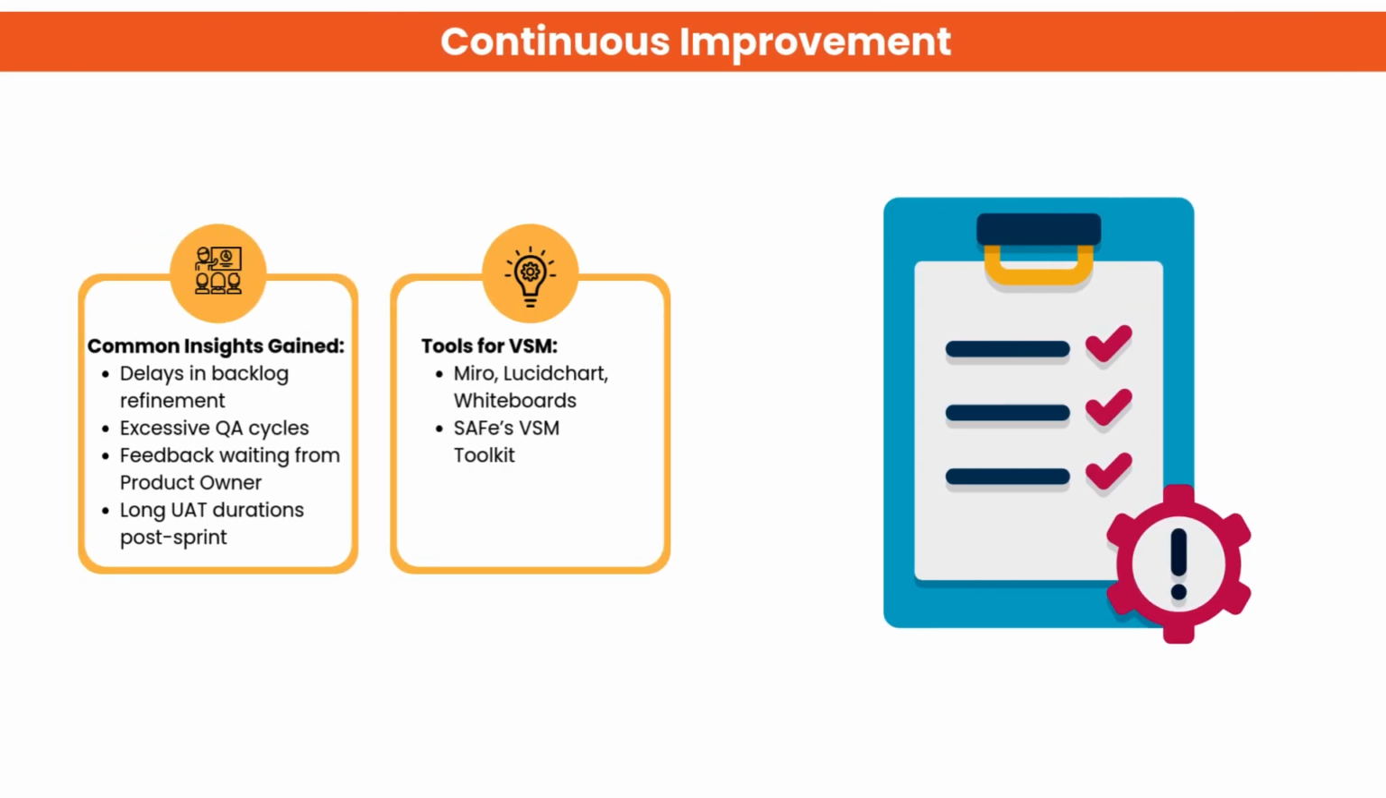This slide highlights insights gained from value stream mapping. Common issues found include slow backlog refinement, long QA cycles, delays waiting on product owner feedback, and extended UAT timelines. Tools like Miro, Lucidchart, whiteboards, and SAFe's VSM toolkit help teams visualize workflow and uncover improvement opportunities.